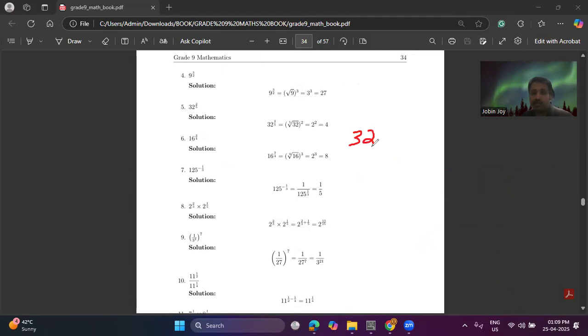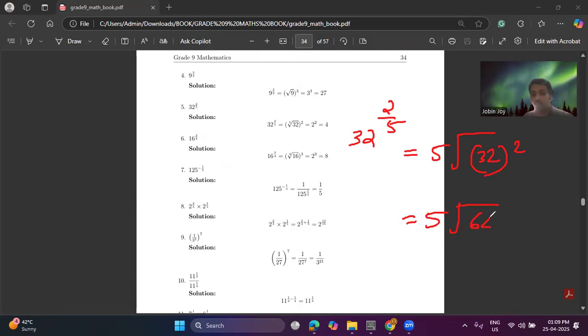Next is 32 raised to 2 by 5. So this will be m by n, n is 5. That means the fifth root of 32 raised to 2. So what is 32 raised to 2? 64, right? So that means the fifth root of 64.